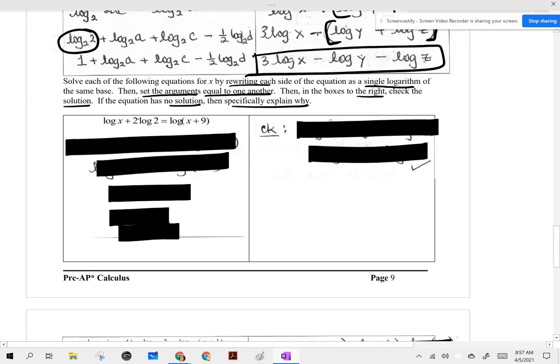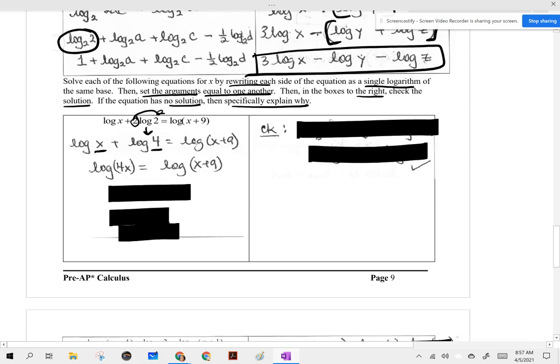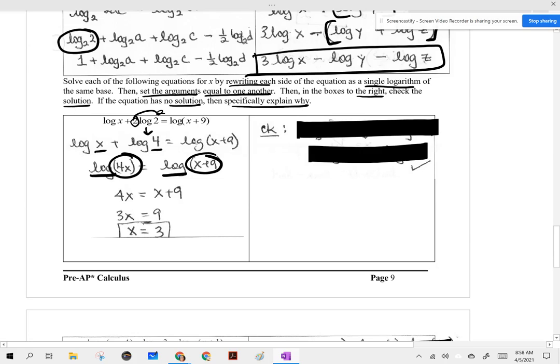So what I want to do here is take my 2 and make it a power. So when I have log 2 squared, then I'm going to simplify that, and that becomes log 4. Okay. And so then what I'm going to do is combine these together. Now, once the logs are equal, I set those arguments equal to each other and then solve. Okay.